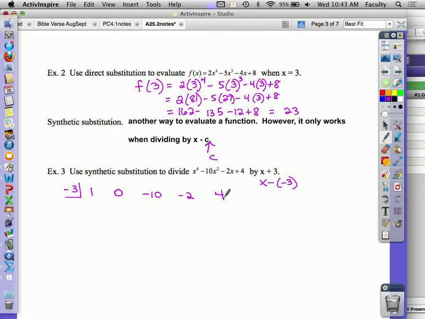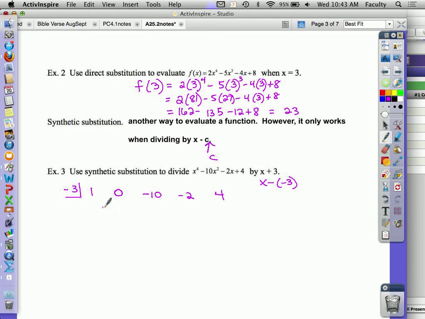Does anybody want to try to make a guess as to why I put a 0 in this row when there was no 0 in the polynomial? Carmel? Because you don't have x cubed. Okay, good job. That's it exactly. Whatever that degreed term is, if there's a missing term, you have to insert zeros. We need a place for each one of them, okay?